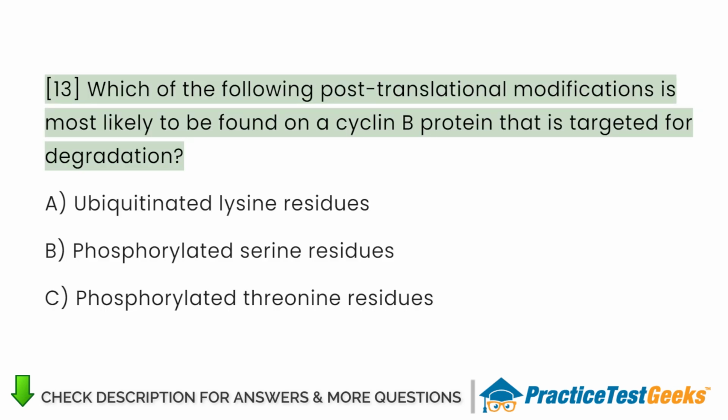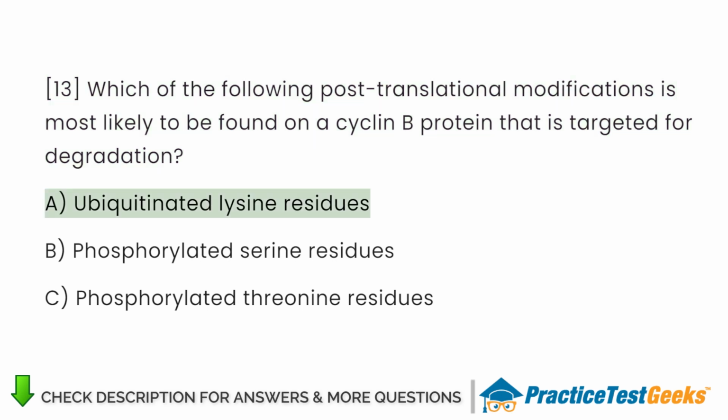Which of the following post-translational modifications is most likely to be found on a cyclin B protein that is targeted for degradation? A. Ubiquitinated lysine residues. B. Phosphorylated serine residues. C. Phosphorylated threonine residues.